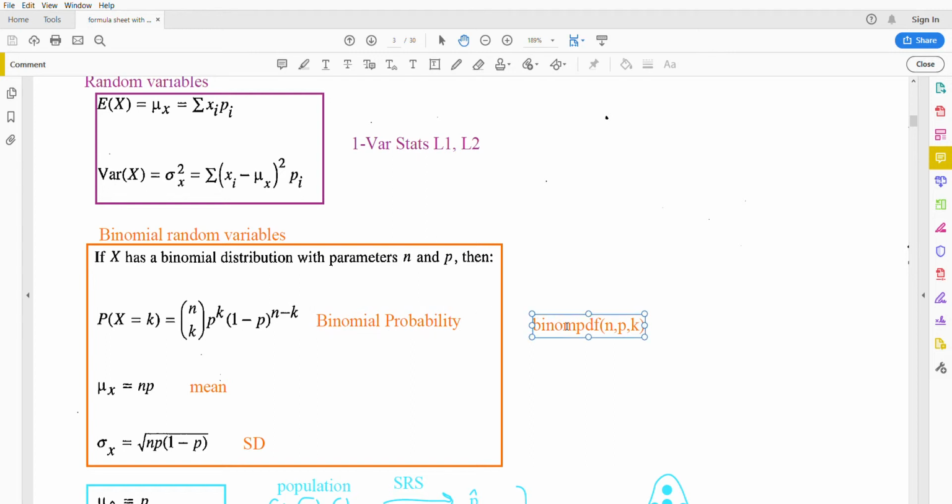Okay. Now there is a little shortcut command on your calculator, which is the binom PDF command. You would have to enter the number of trials, the probability of success, and K is the number of successes that you want to occur. Okay. Now if you know that you've got a binomial setting, then the mean is very easy to calculate. It's just the number of trials times the probability of success. And the standard deviation can also be very easily calculated just from knowing the number of trials and the probability of success, N and P.